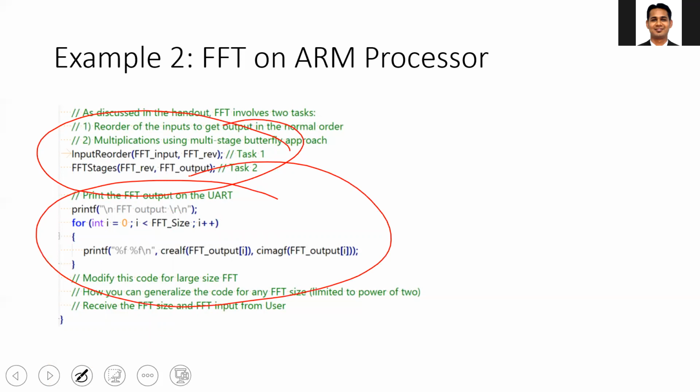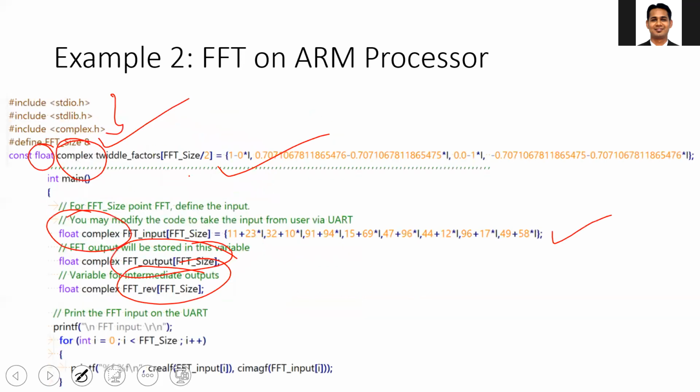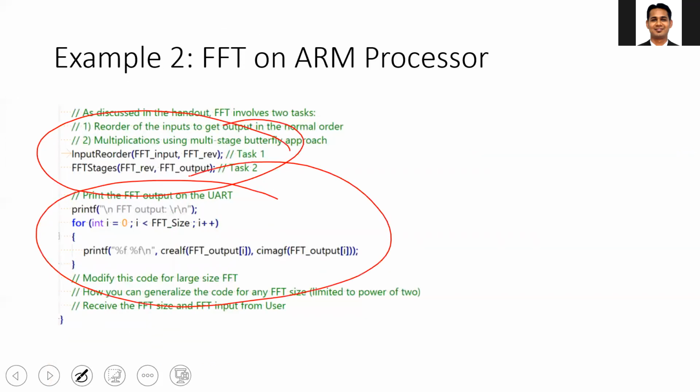So I am defining the input. Then I'm printing the input on the UART. Then I am doing the FFT reordering of the input, then the FFT operation, and then I'm displaying the output of the FFT on the UART.